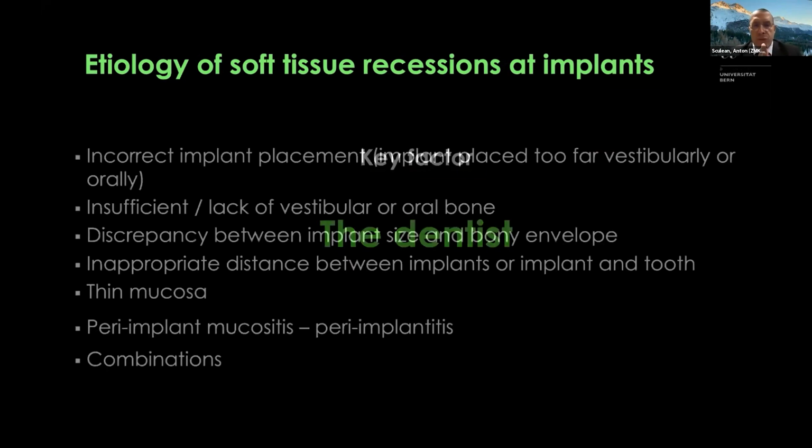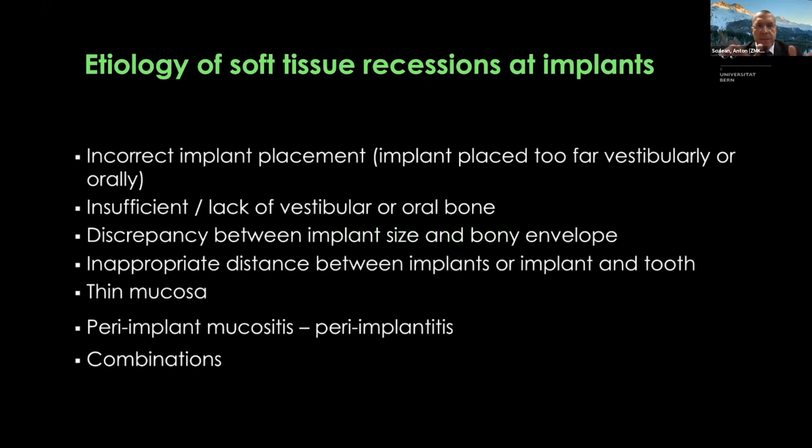So I try to summarize some of these factors, and they may be related to incorrect implant placement. For example, the implant is placed far too vestibularly or orally, or maybe the bony envelope is not sufficient. We may also have a discrepancy between the size of the implant and the available bony envelope, or maybe the implant is placed far too close to the tooth, or maybe two implants are very close to each other.